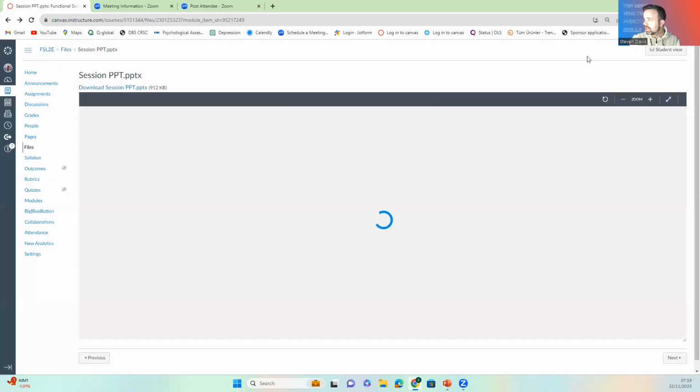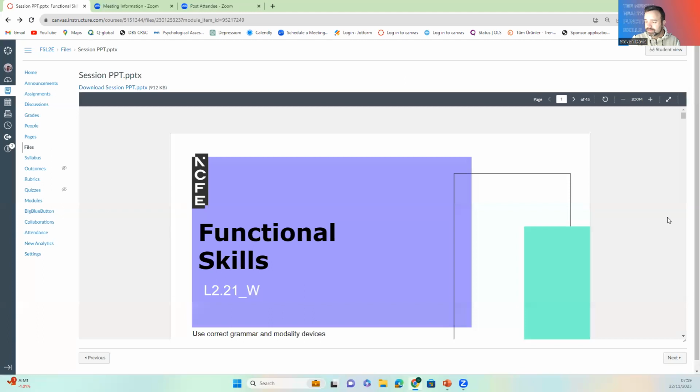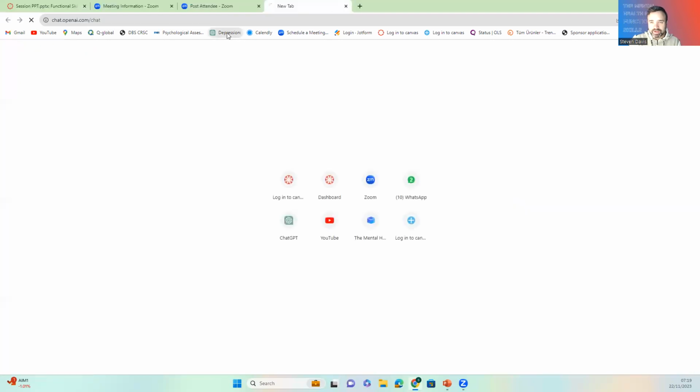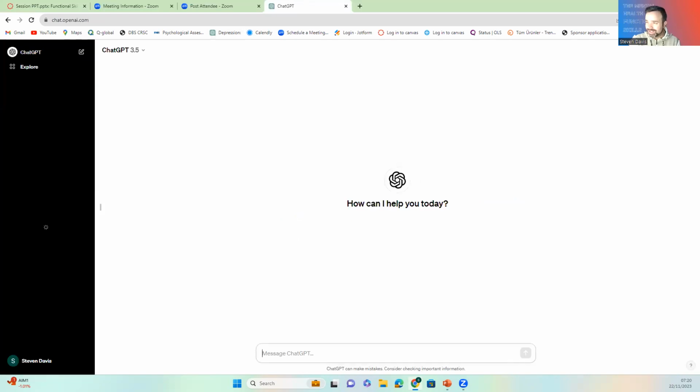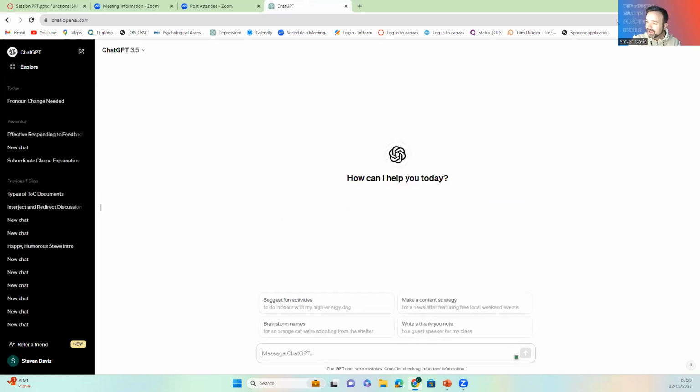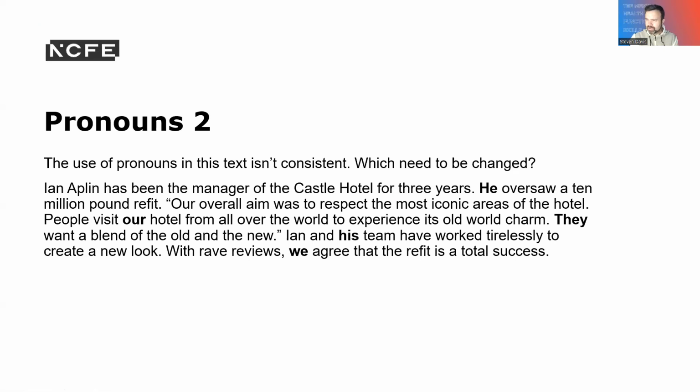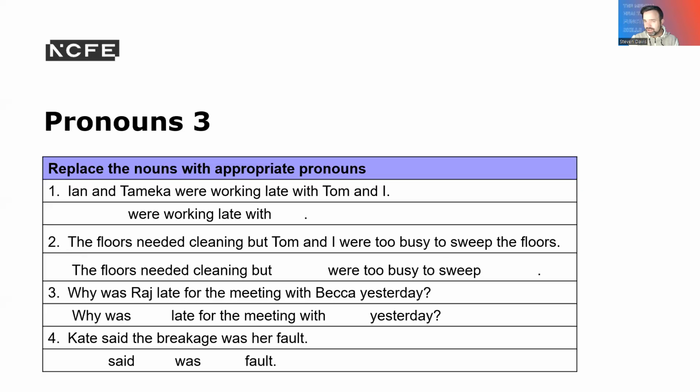So let's go back. And we'll have that open if we need to use it again. Okay, let's go back to slideshow where we are there. Good. So hopefully that was helpful. You saw how AI works, and you saw how that works there. So replace the nouns with appropriate pronouns.